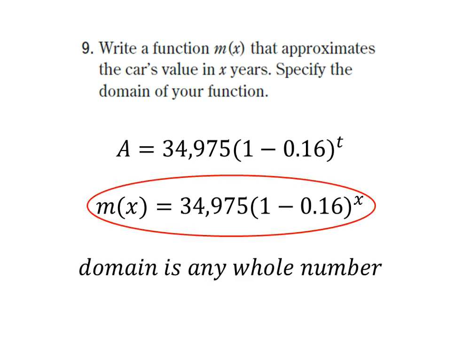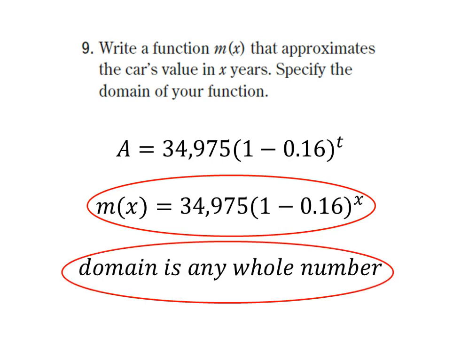the domain has to be any whole number. Because if we talk about how many years have gone by, we're not going to say 1.2 years, we're not going to say 2.5 years, we're going to use an integer for years, and it's got to be a positive integer, leaving us with any whole number. It's not going to be a fraction, it's not going to be a decimal, it's not going to be a negative number, because we're not going to go back in time before 2006 to find the value of the car.